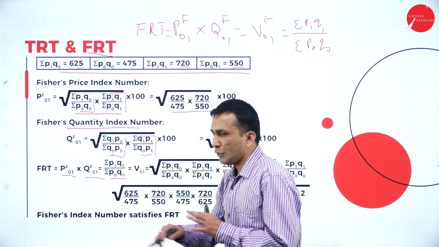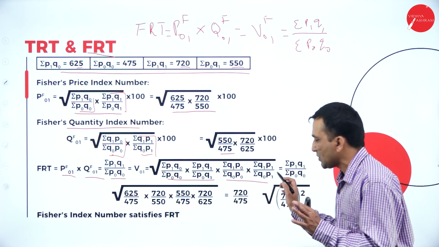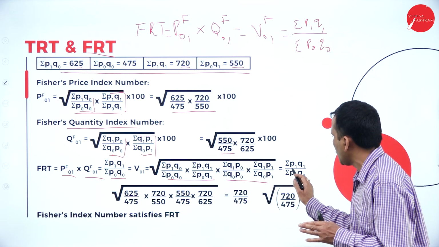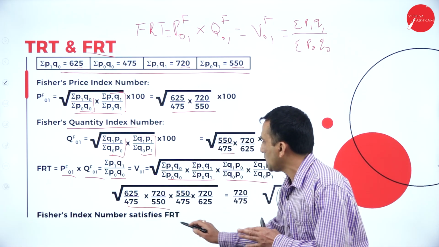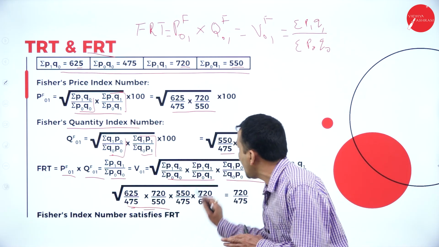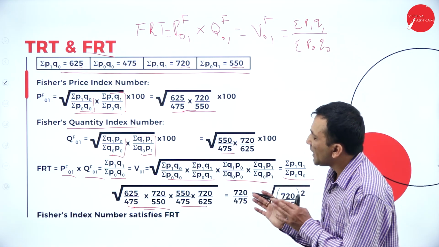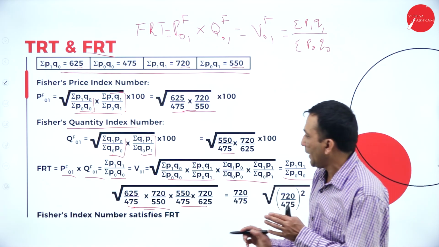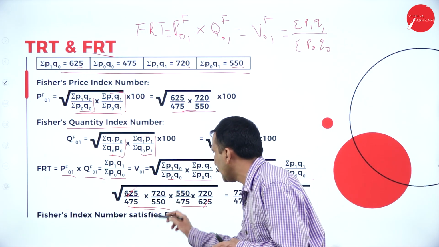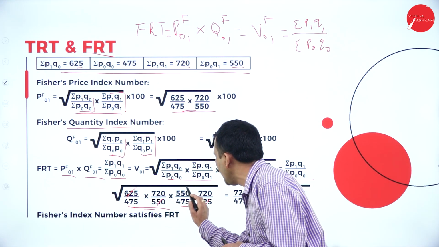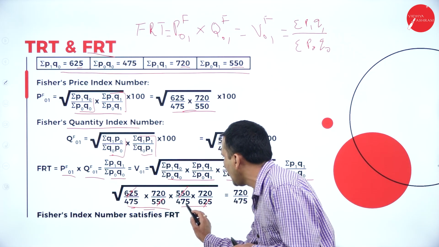So you need to get the value index. The price index I have written and the quantity index also. So it is equal to the value index. Again I have posted the values of the price index and quantity index. Now we need to check if there is any cancellation between numerator and denominator. 625 we can easily cancel. 475 we cannot cancel. 550 we can easily cancel. Now there are 720 two times and 475 two times.